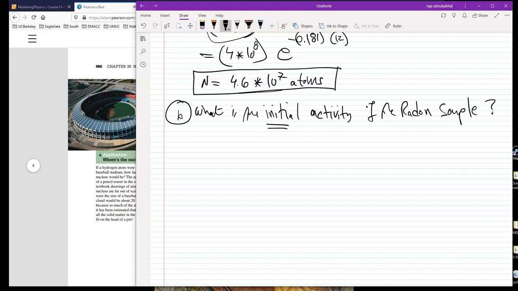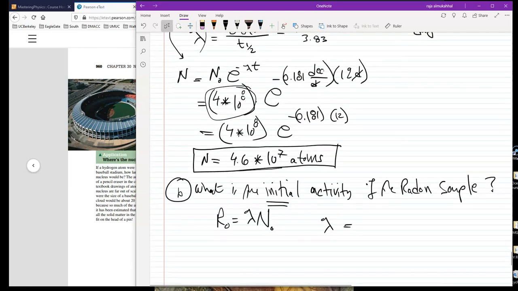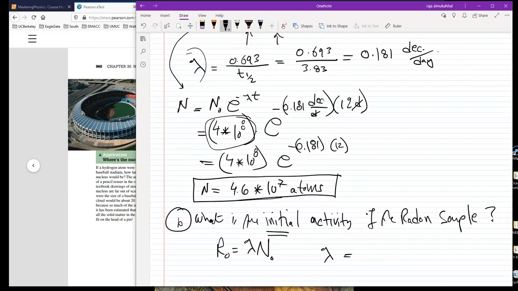Okay? Well, I know that R naught is equal to lambda N naught. Now I know lambda, but remember, activity is always in seconds. So lambda is what? Well, we already got it. Lambda, we got that already, didn't we? Yeah, it's right here. Lambda is equal to this number right here, right? This is lambda right here. So let me use that.